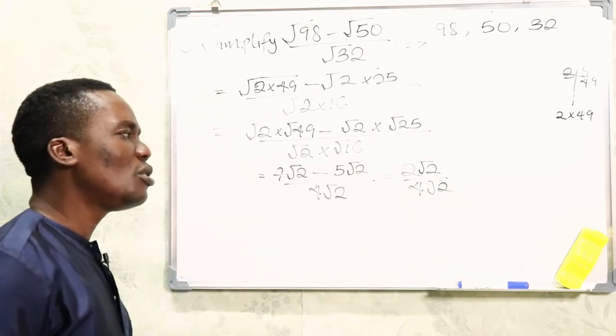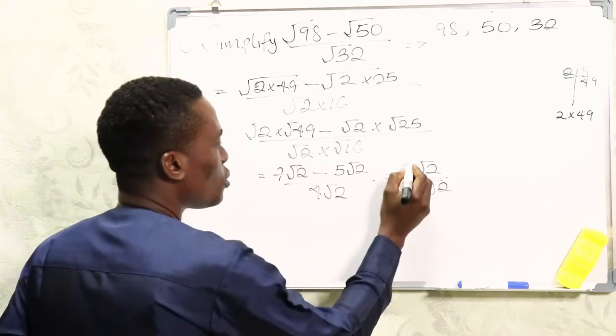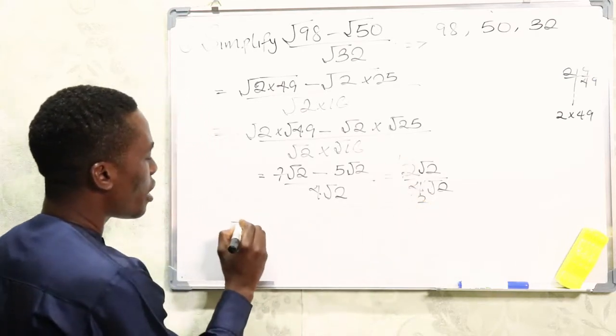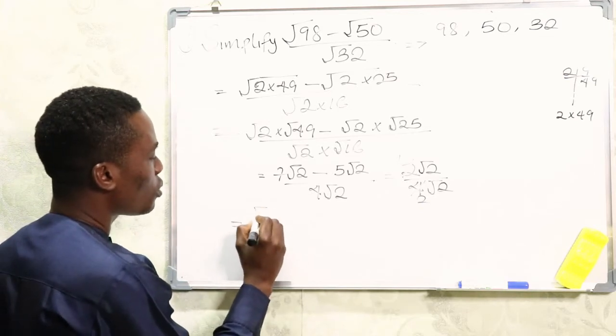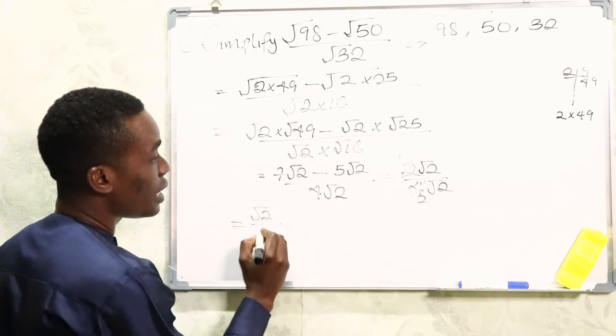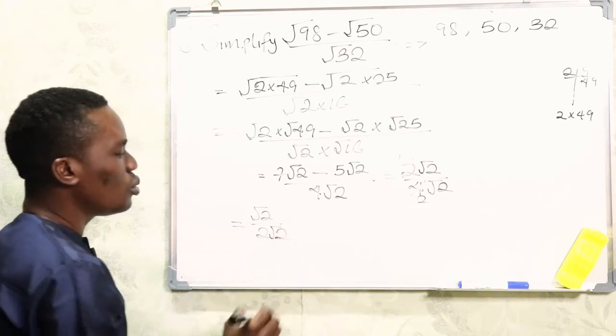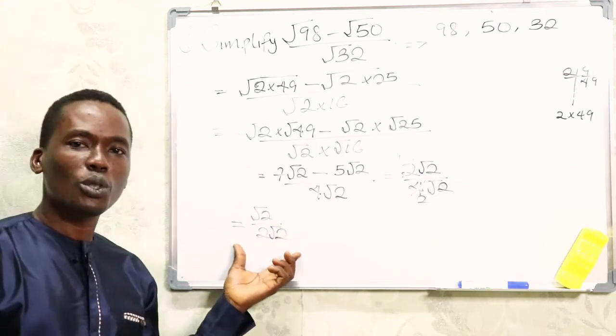Now, we can reduce this further if we want. 2 here will give us 1, and 2 here will give us a 2. So our solution will give us root 2 divided by 2 root 2. Now, do you know this is not our final solution?